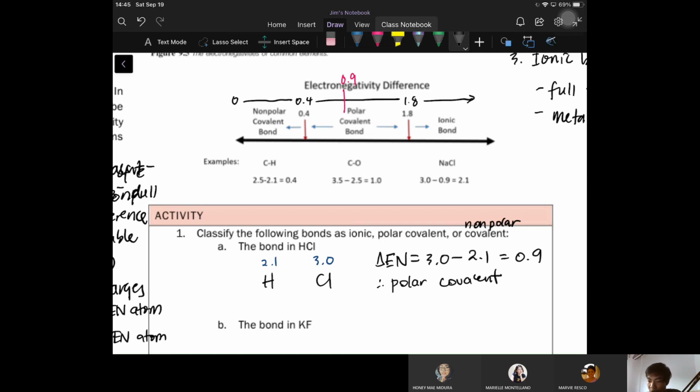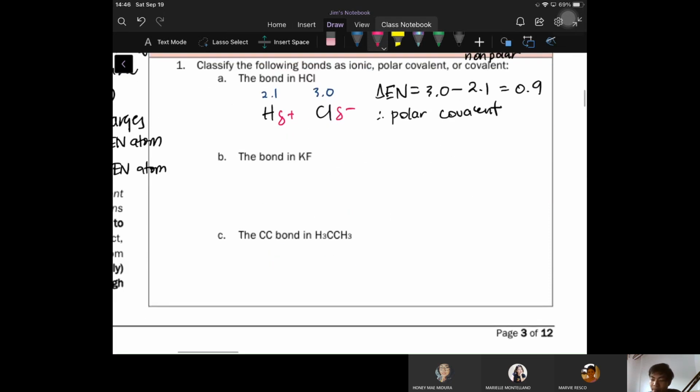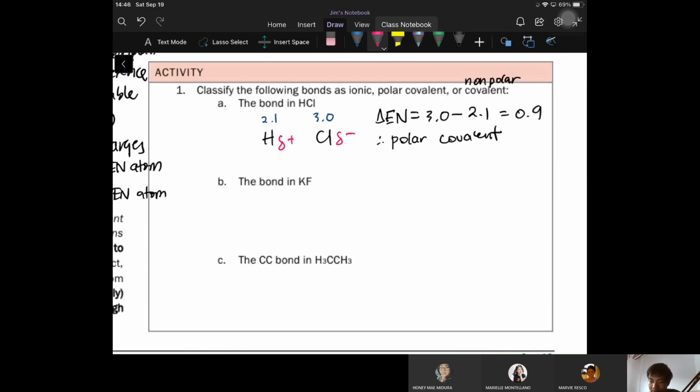Then, identify natin yung charges. Si chlorine will be partial negative. Hydrogen will be partial positive. Kasi mas mataas ang electronegativity ni chlorine kaysa kay hydrogen. Okay? Ganun lang. Number 2, bond in KF.